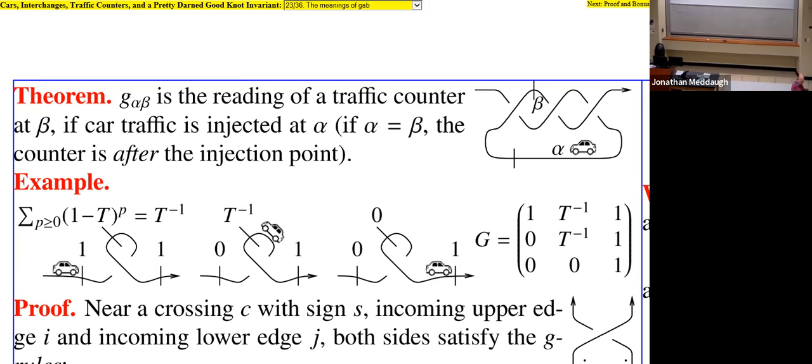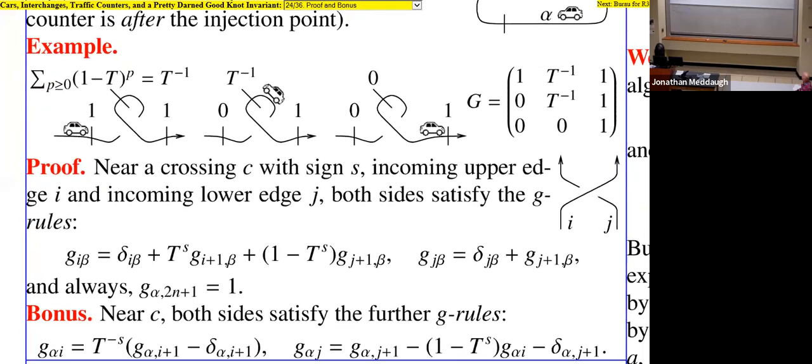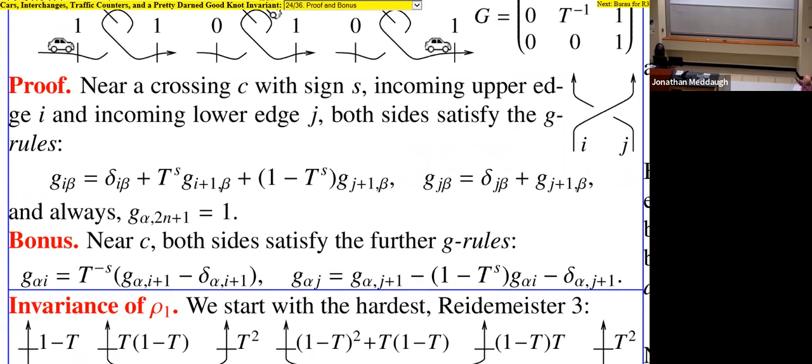Now, you see, I made an assertion. This was an example, but the assertion was that G alpha beta is the reading of a traffic counter. So let's prove it. Proof: near a crossing C with sign S and incoming strands I and J, both G alpha beta as an inverse of a matrix and G alpha beta as a traffic counting exercise satisfy these relations. So when you look at the inverse of a matrix, the inverse is defined by the property that A times G is equal to the identity.